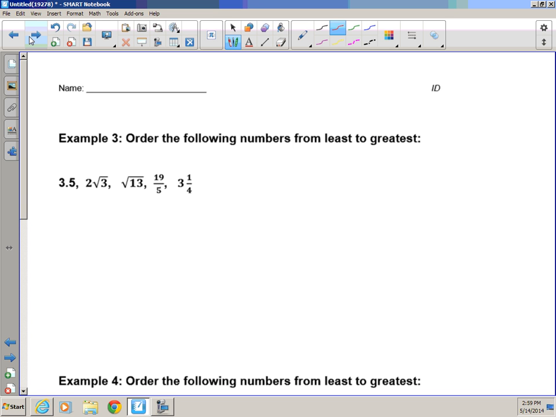The numbers converted: 3.5, 3.4641. Usually 4 decimal places is good enough. 3.6056. 19/5 is 3.8. And 3 1/4 is 3.25.